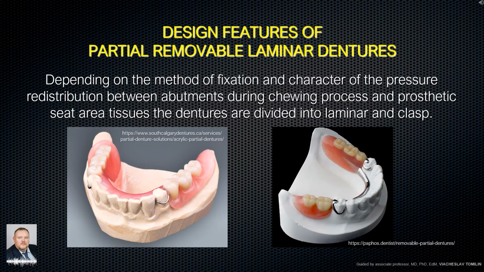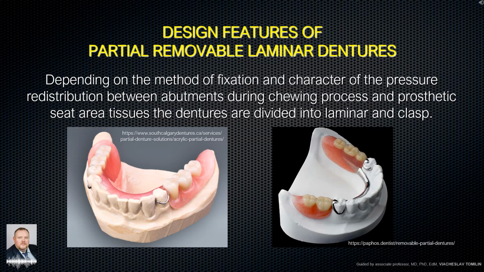Design features of partial removable laminar dentures. If the length of the dentition defect is 2 teeth in the posterior area and 4 teeth in the anterior area, the dentist applies bridge-like dentures. In other cases, the dentition defects are replaced by partial removable dentures.